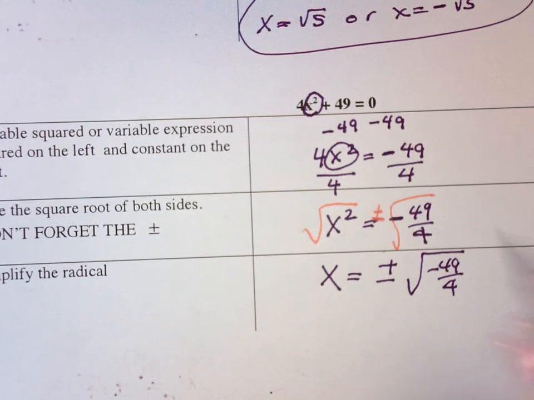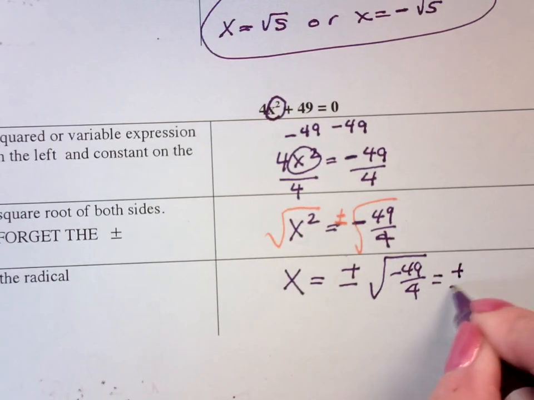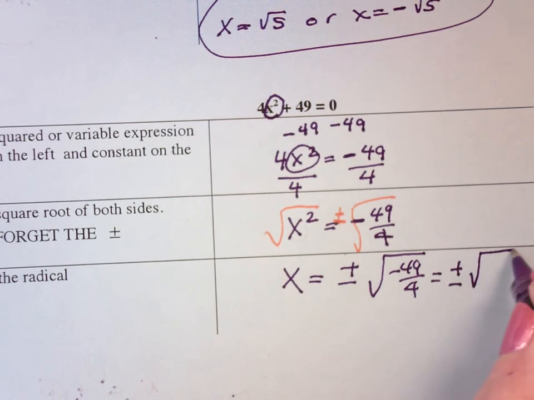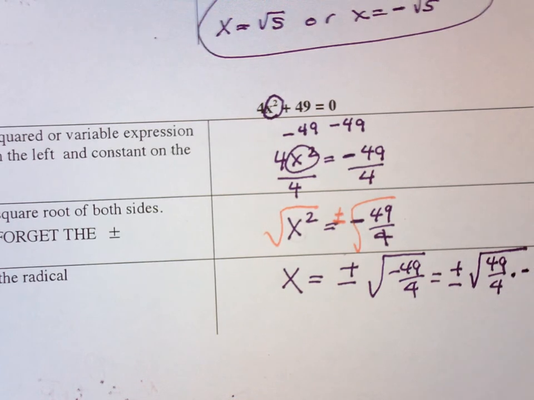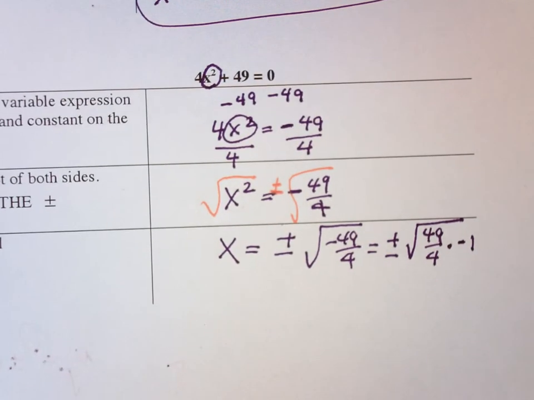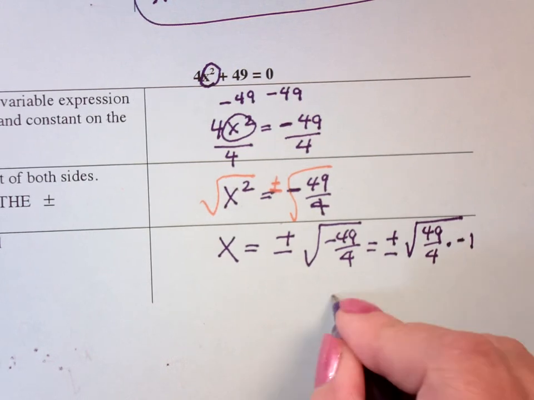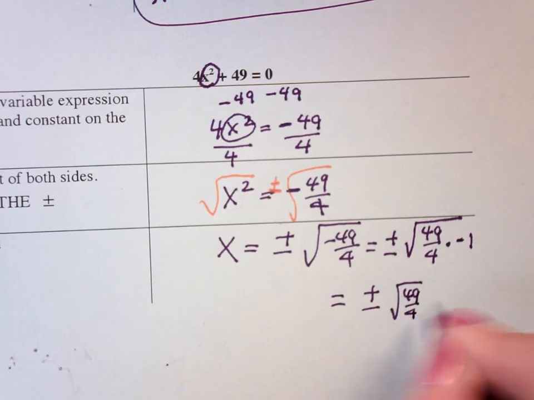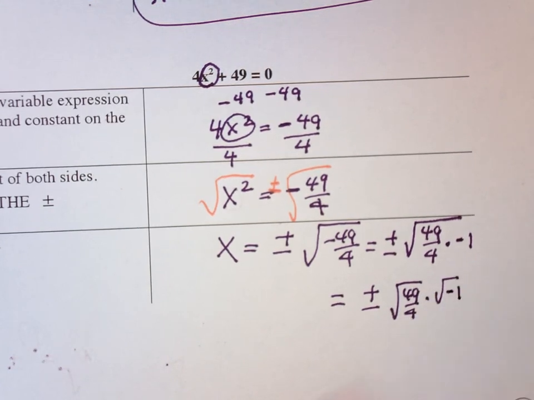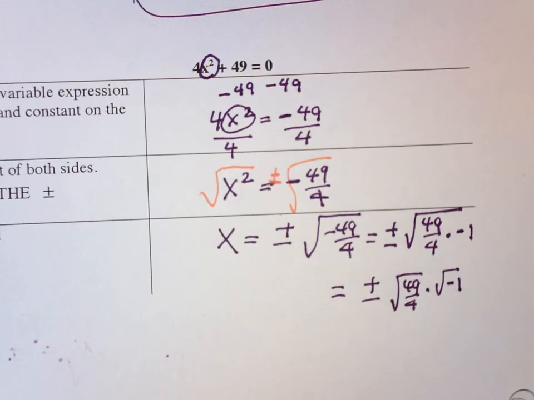7 over 2i. Remember what this is. It's plus or minus the square root of 49 over 4 times negative 1, which is plus or minus the square root of 49 over 4 times the square root of negative 1. So that x equals plus or minus square root of 49 fourths is 7 halves. The square root of negative 1 is i.